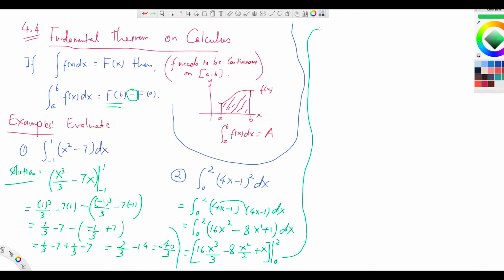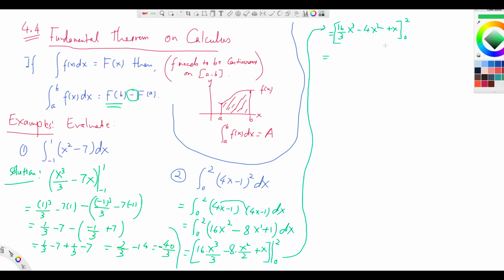So let us continue that. What you get is 16/3 x cubed minus 4x squared, because 8 times x squared over 2, you just divide 8 by 2, right? And then plus x. And then what are the limits? I'm just rewriting those, 0 to 2. Okay guys, now plug in 2 first for all of those, and then do minus, plug in 0.